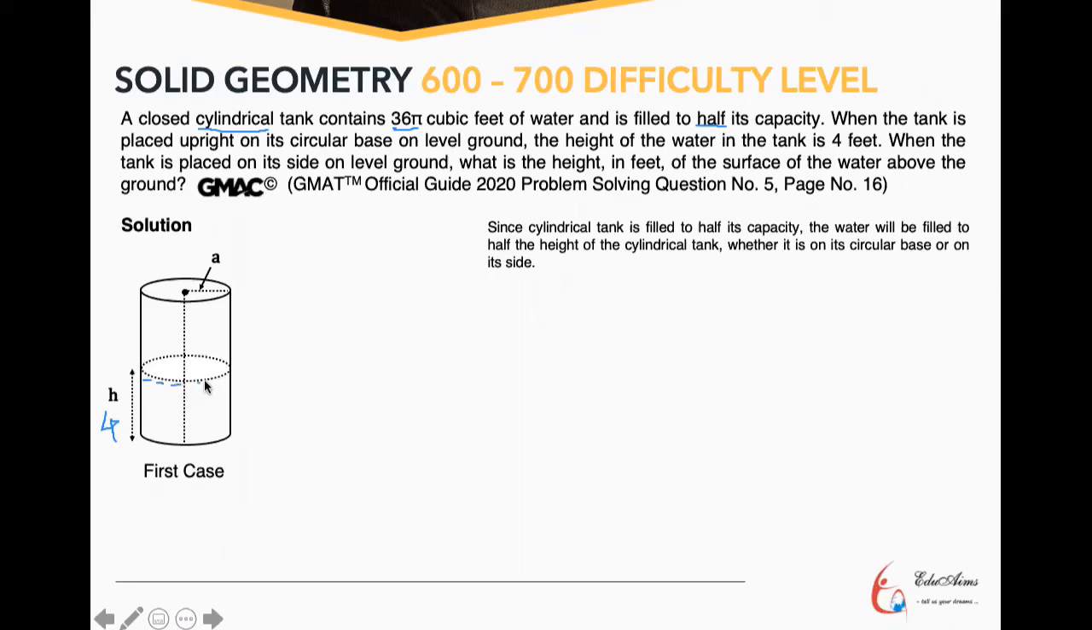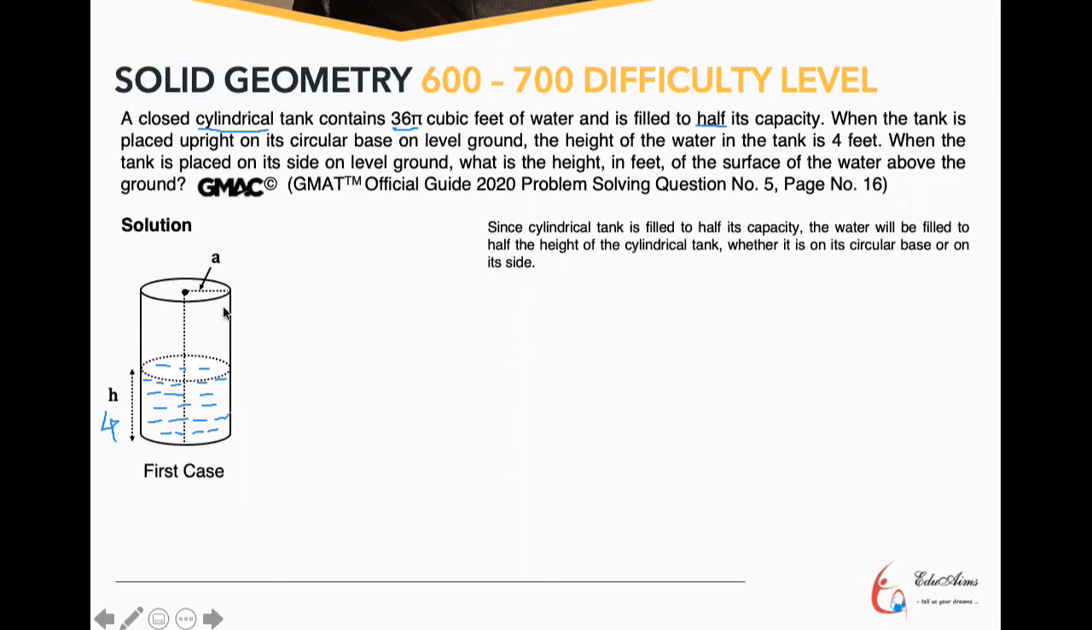So let's draw some water here. So this tank is filled with water, and since it is half filled, remember that the height of the water in this tank will be half the height of this circular tank. Okay, now what we need to do is use the volume formula of a cylinder in order to find out the radius of this circular base, right?